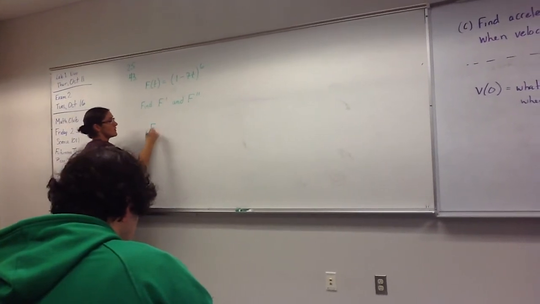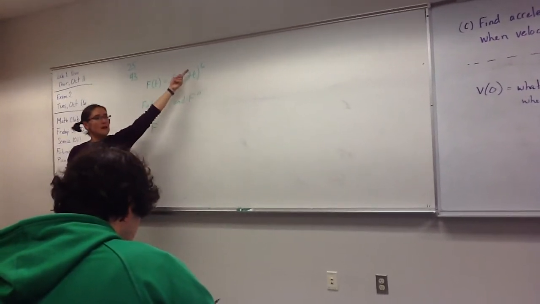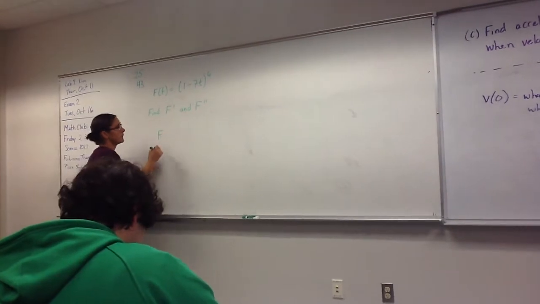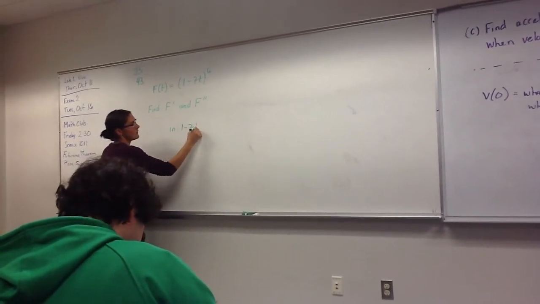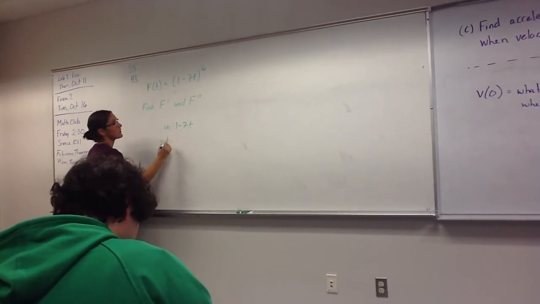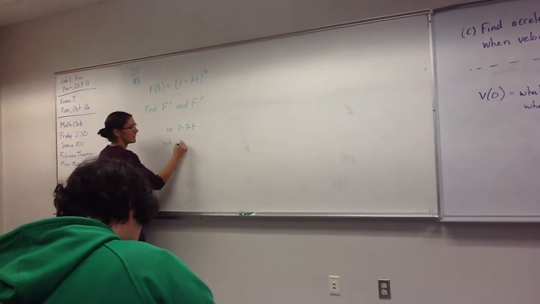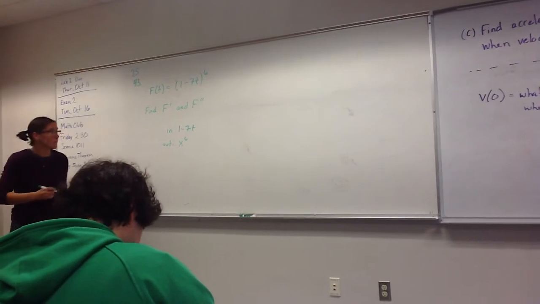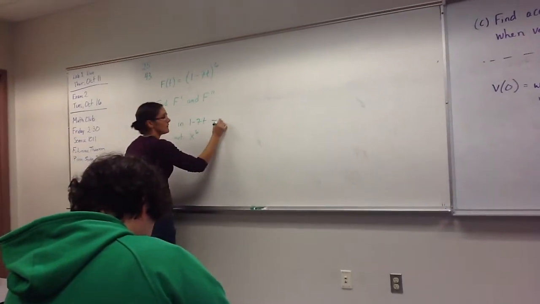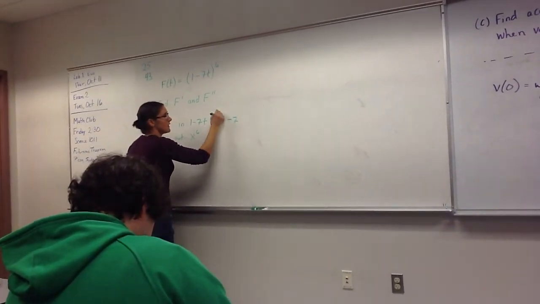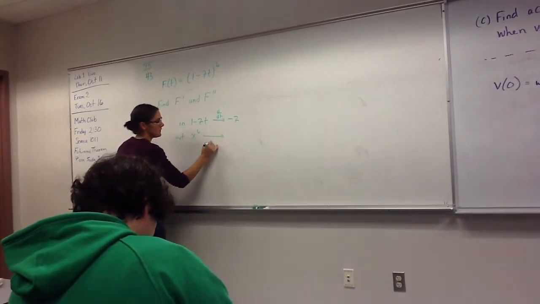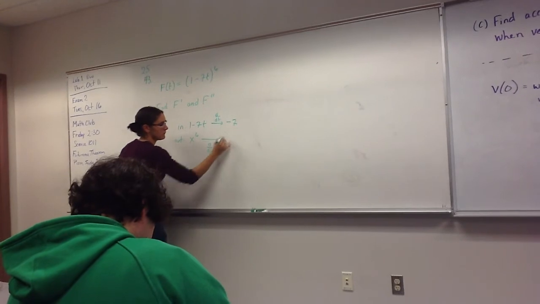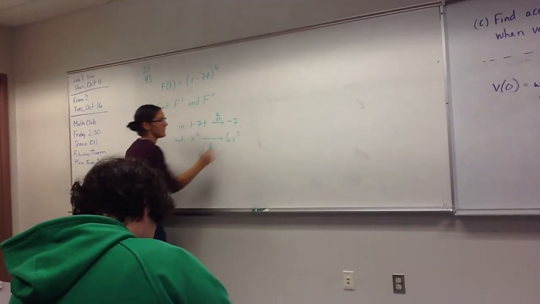Chain rule. Okay, so we've got ourselves an inside and an outside, so we're working with the chain rule. And so our inside function is 1 minus 7t. Our outside function is x, or t to the 6th. So our derivative of the inside function is negative 7. And our derivative of the outside function, 6x to the 5th.